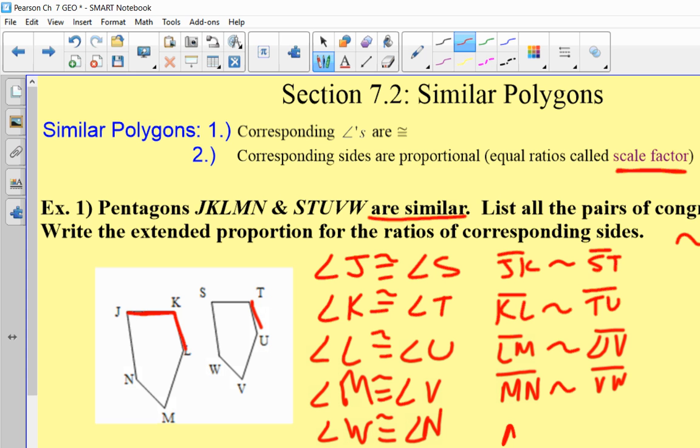Okay, and then last one, NJ, similar to WS. Okay, so there's that. Now the extended one is a little bit different. This one to me just seems a little bit more understandable, even though it took a lot to write. And the other one actually takes a lot to write too.